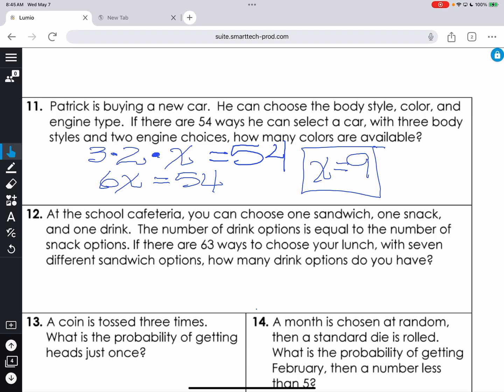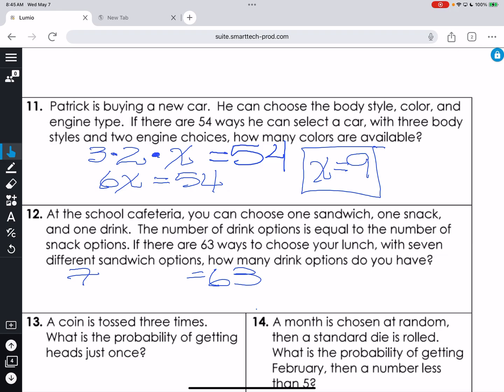Any questions on the setup? Did you end up with an answer? What'd you get? 3. All right, Gabe, talk us through. How'd you get 3? Well, there's 63 total ways, and there's 7 sandwich options, and 7 times 9 is 63, and if the snack and drink are equal, 3 times 3 equals 9.